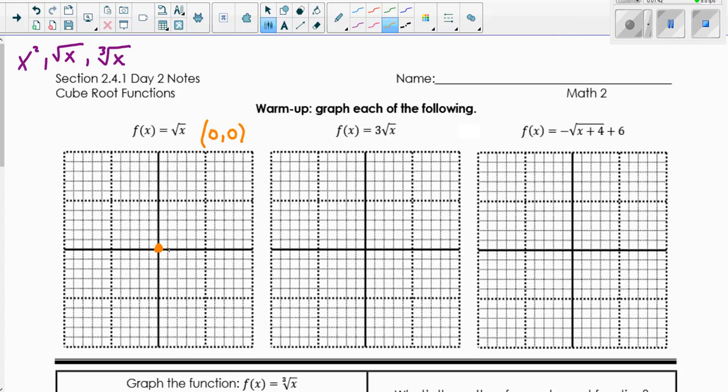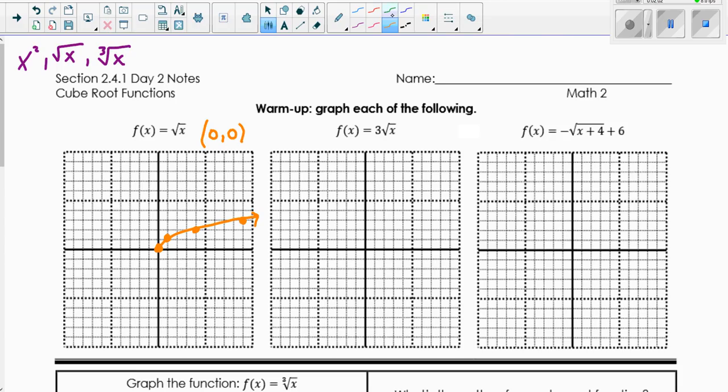From here, remember we want to think about specific numbers we want to take the square root of, so perfect squares. Square root of 1 is 1, so up 1. Square root of 4 is 2, so right 4, up 2. Square root of 9 is 3. And you should have got a lot of practice of that within your homework.